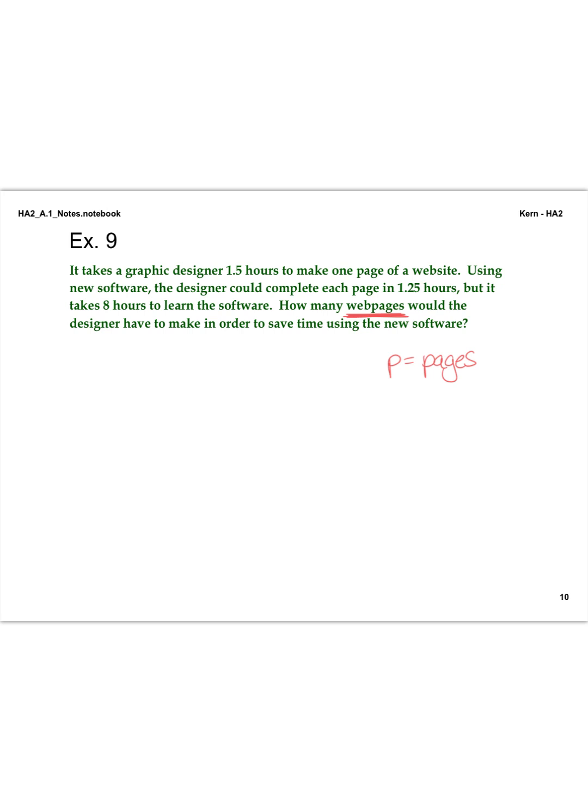It takes a graphic designer 1.5 hours to make one page of a website using the old. So old is 1.5 per page. Per is always multiplication. So 1.5 times the amount of pages they use. The new software is 1.25 hours per page, so that's 1.25P, but you need to put in an 8-hour shift of training. But you only need to do the training one time. So plus a solid 8, but that's not per page, it's just a simple 8 on its own.